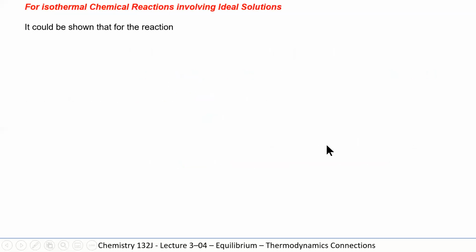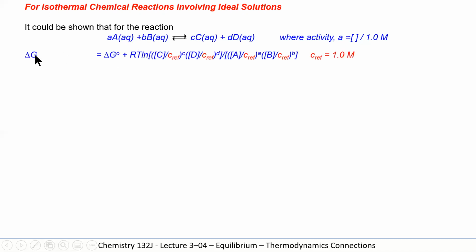So in an isothermal process for chemical reactions involving ideal solutions, we can look at an equation, an equilibrium of A and B reacting to form C and D. And when the system is at equilibrium, remember, both rates are equal. And we're going to look at the delta G equation we can derive, and I'll show you how we're going to derive this in a minute.